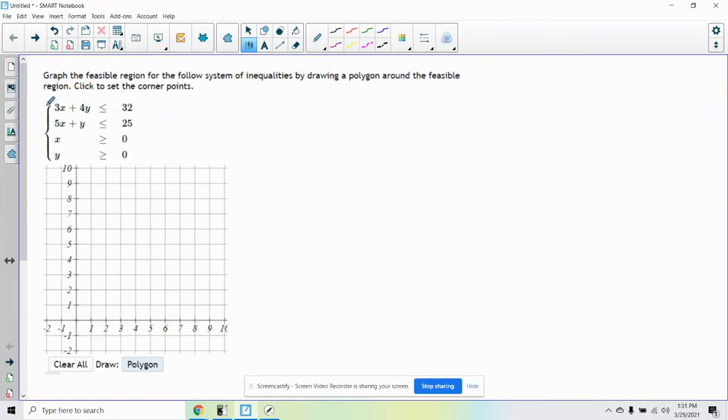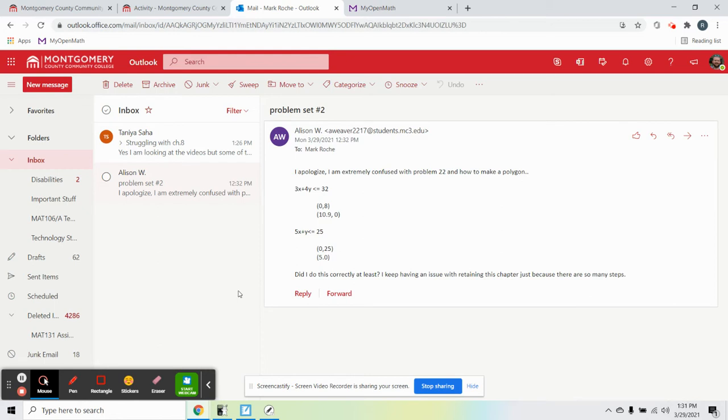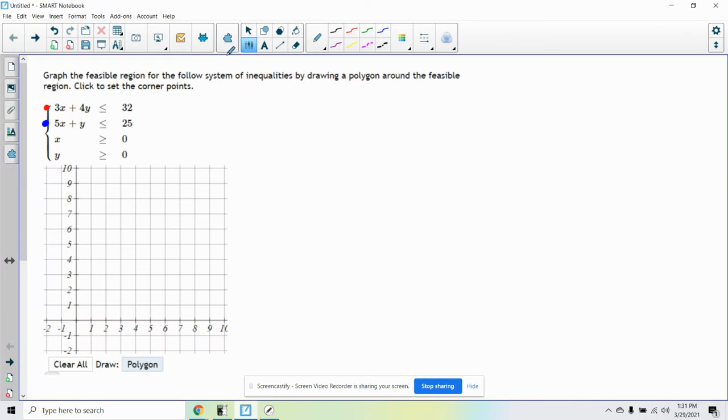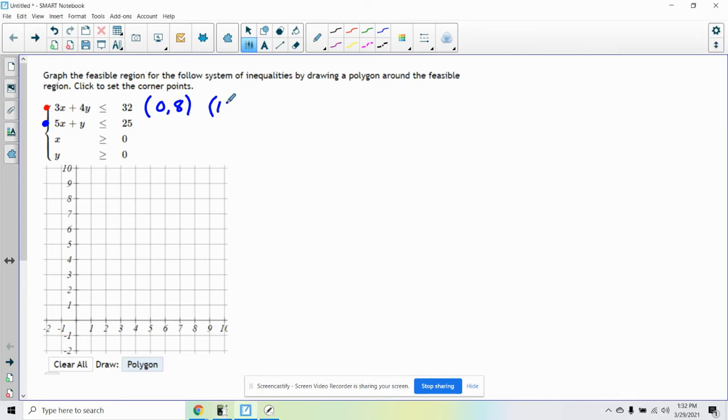Okay, so here's the question you were asking about. I'm going to graph the first guy in red and the second guy in blue. So let me see here. I have your work here. So it says you have 8 and 10.90. So yes, this will cross at 0, 8 and 10.67, I believe. We'll do 32 divided by 3. So we had 10.67, comma 0.